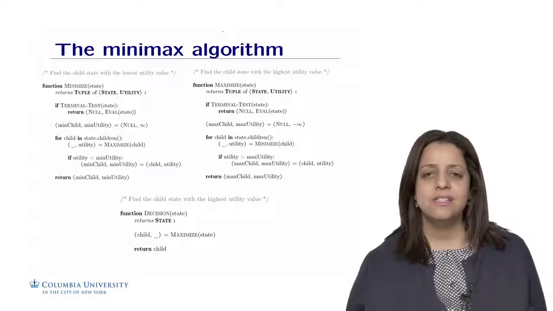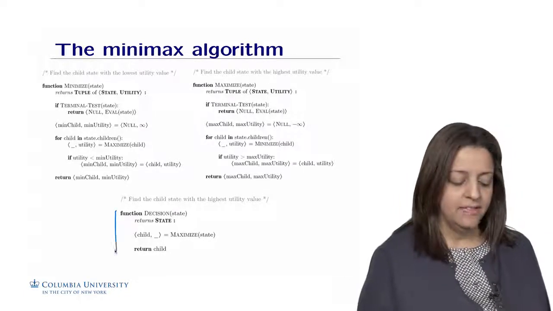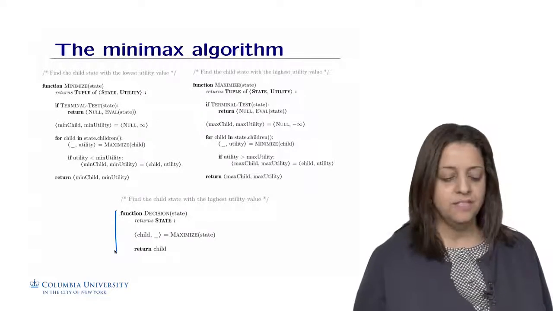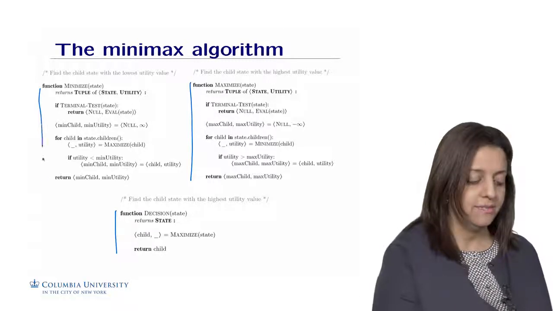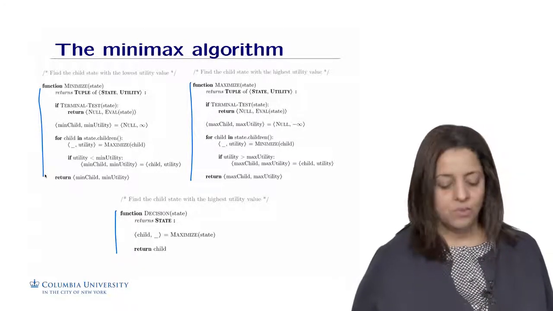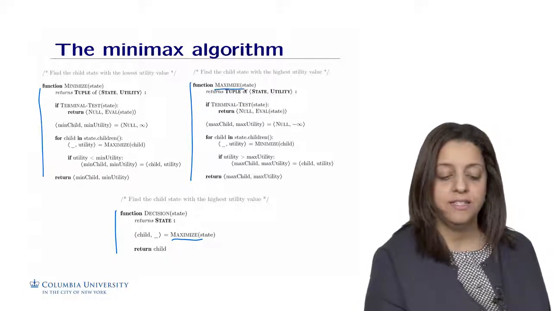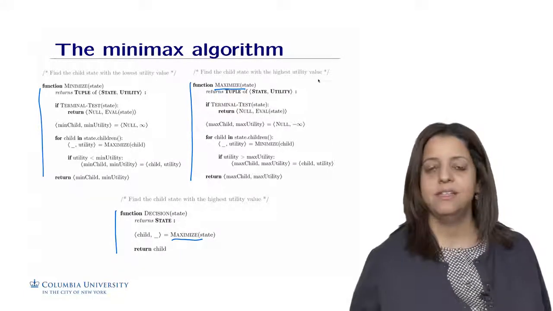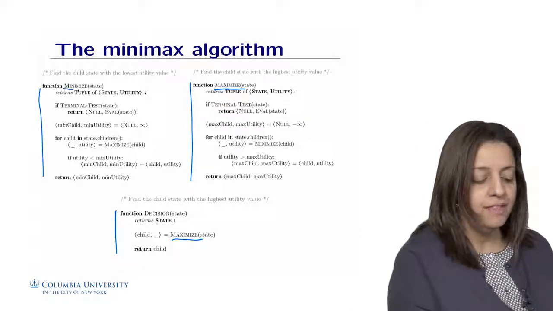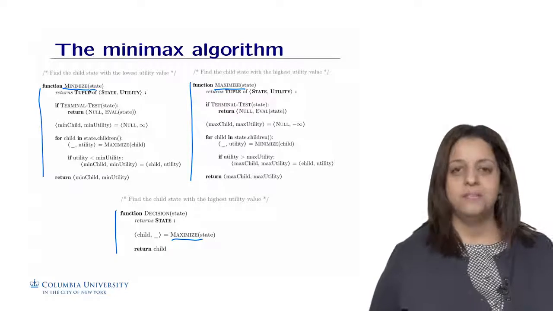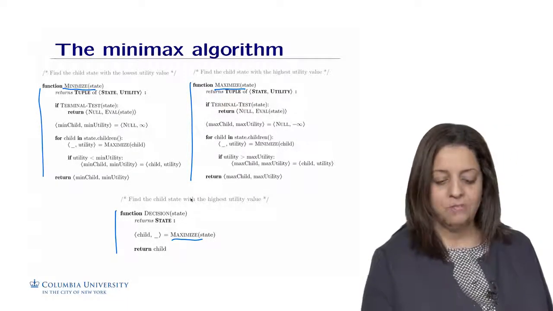So this is a recursive function that has three pieces: the function decision, which is the main function, the function maximize, and the function minimize. Initially, we start with max, so we are going to call the function maximize. The function maximize finds the state with the highest utility. This is max's job. And the function minimize will try to find the child with the lowest utility. This is min's job.